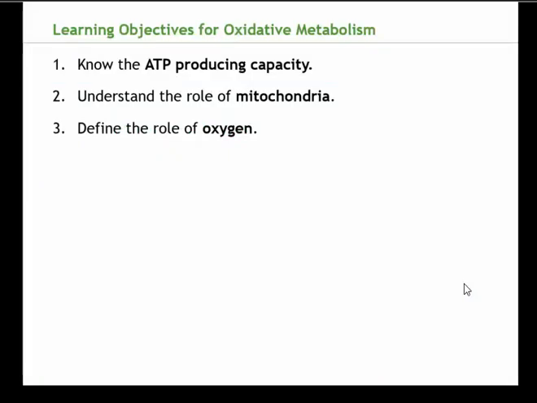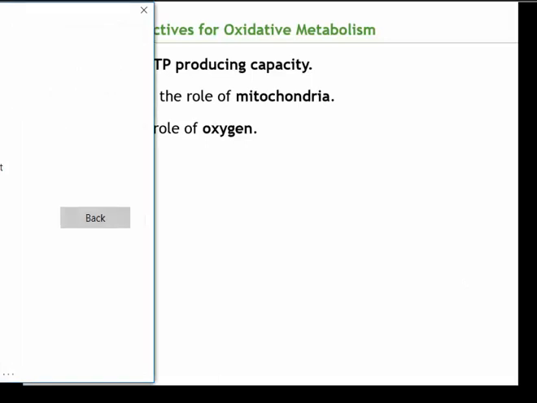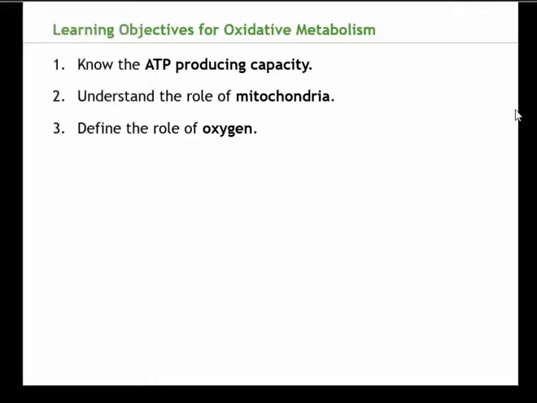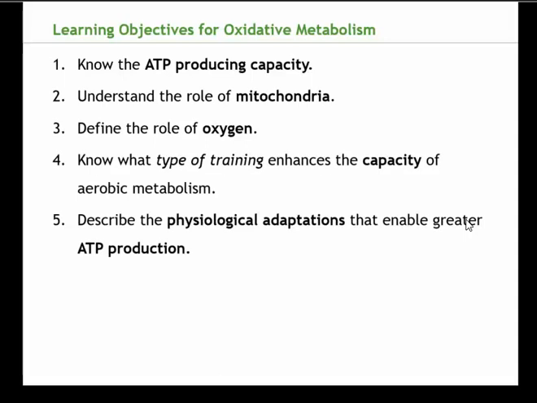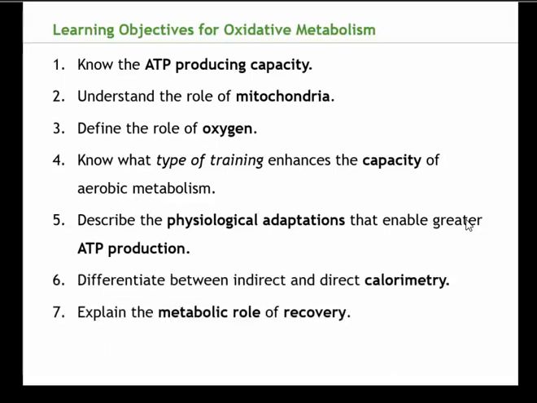So we'll understand ATP producing capacity. We'll look into the role of mitochondria. We'll define the role of oxygen. We'll know different types of training and how this will enhance aerobic capacity. We'll look at the adaptations that allow for more ATP to be produced. We'll look at indirect versus direct calorimetry, and then we'll explain the metabolic role of recovery.